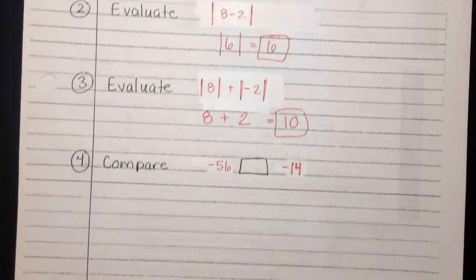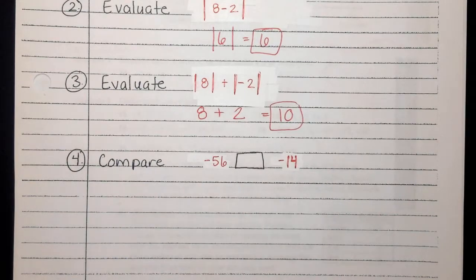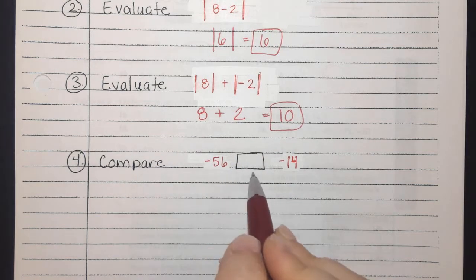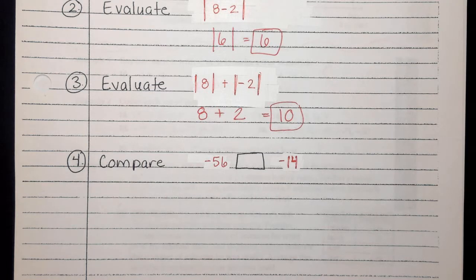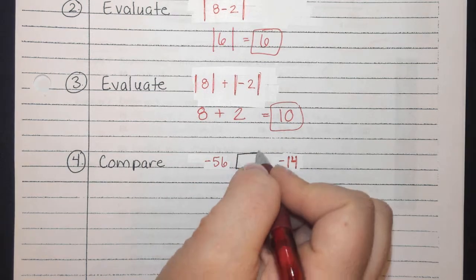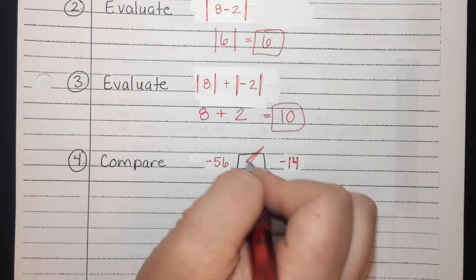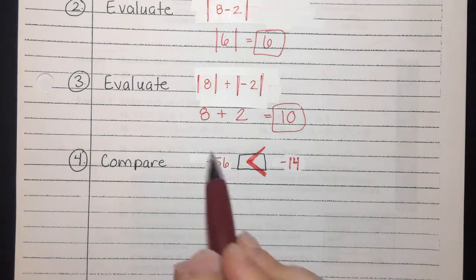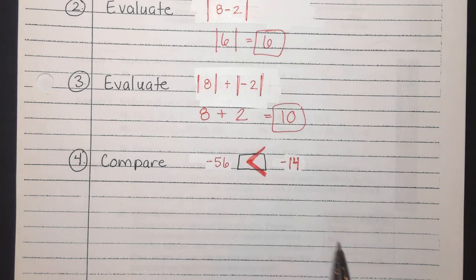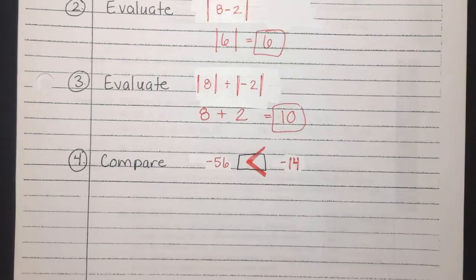All right. Last one is number 4. It says to compare these two numbers, negative 56 blank negative 14. What symbol would I want to put there? Christy? Less than. How is that less than if 56 is a larger number? Because they're negative, so it's like opposite day. Negative 14 is closer to 0. It's closer to my positives. Okay.